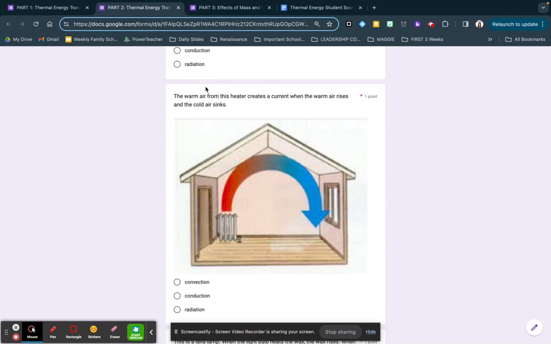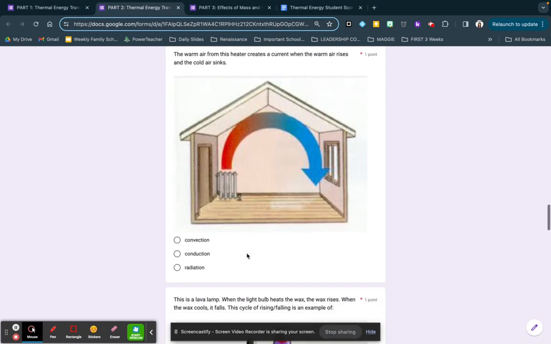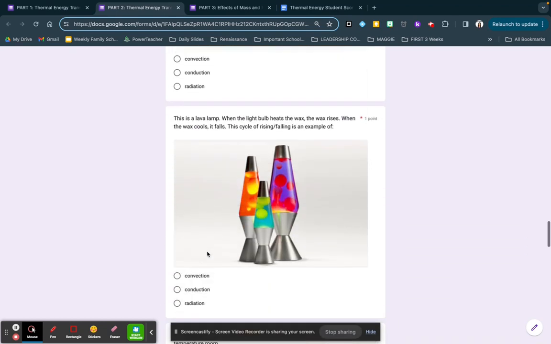And warm air from this heater creates a current, a circular pattern, right? So when the warm air rises, it causes cold air to sink back down. It's always pushing, right? Because when the warm air rises, it pushes the cooler air down. Okay? Cooler air sinks. It is more dense. Is that convection, conduction, or radiation?